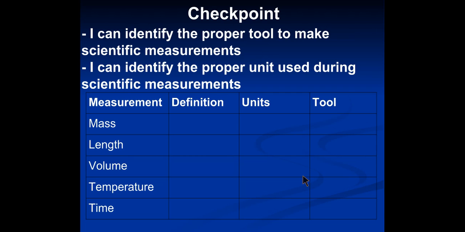Okay, so let's do a checkpoint to see what we've learned. After the last few slides, you should be able to identify the right tool and the right unit used to make scientific measurements. When the video is done, I'd like you to fill out this table to help you study. For example, the definition of mass, we remember, is the amount of matter in an object. The unit is grams, and the tool is a balance or a scale. Make sure you can fill out this table completely. Use your notes, or go back and re-watch some of the video.